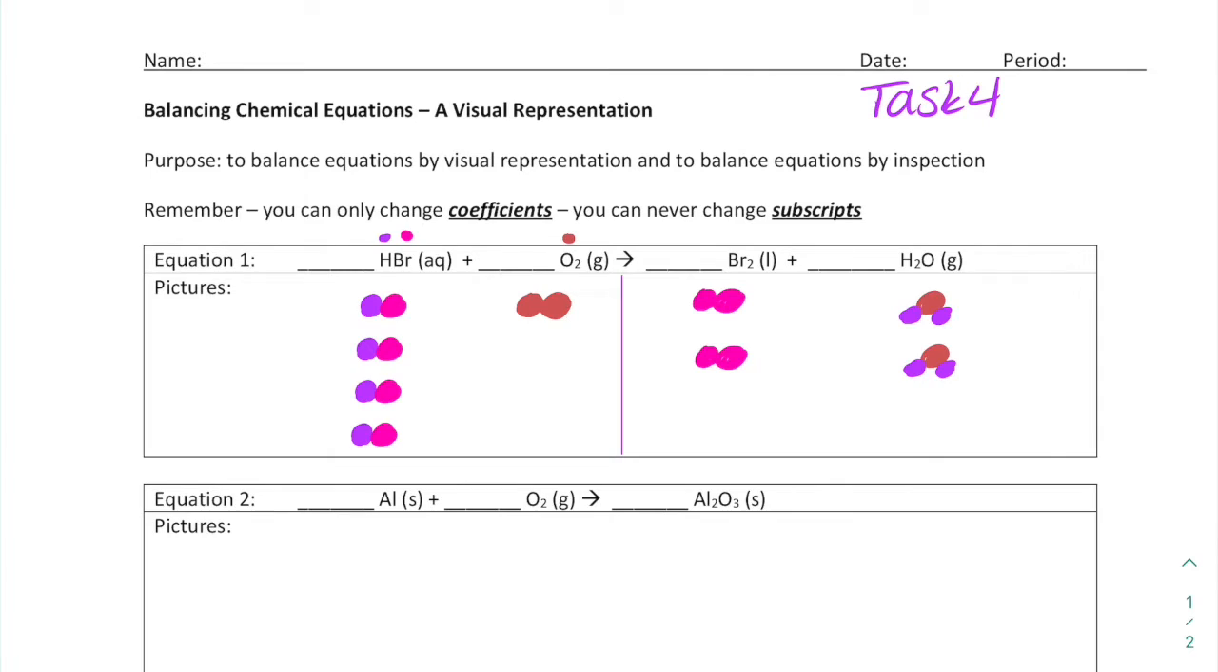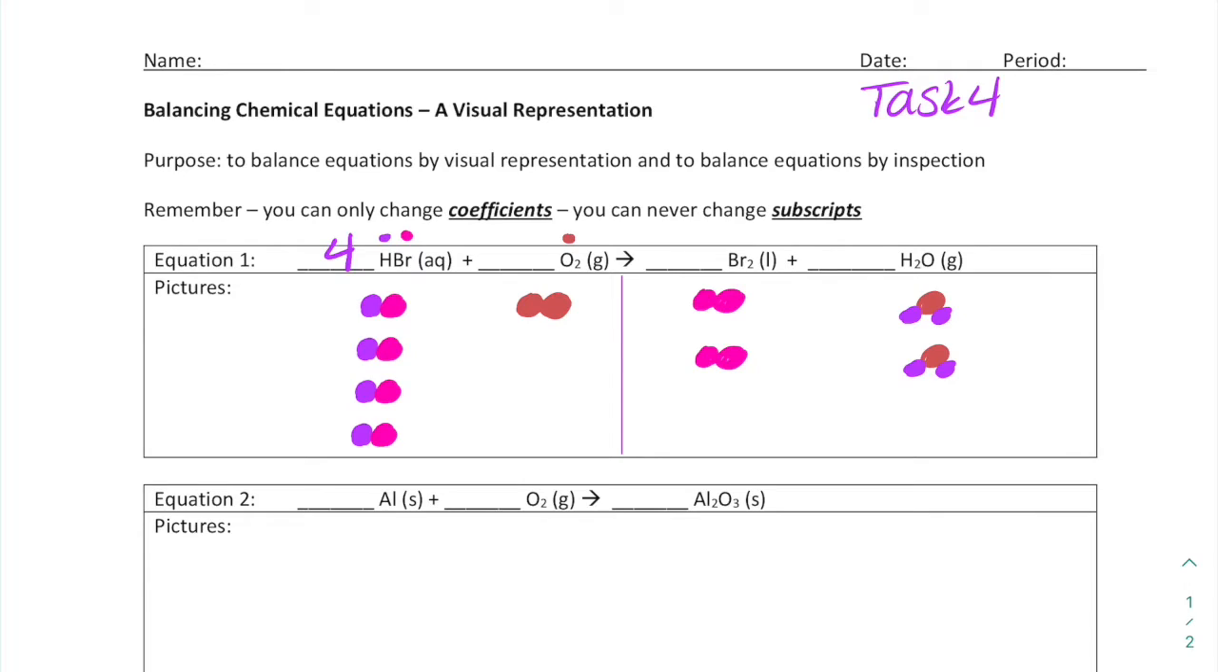Okay. So that's what we got to do. So now if we check everything, everything is balanced. So what we're going to do now is fill in our coefficients. To fill in the coefficients, look at how many molecules or how many atoms you drew. In this case, we have 4 molecules. So 4 is going to go in the first one.